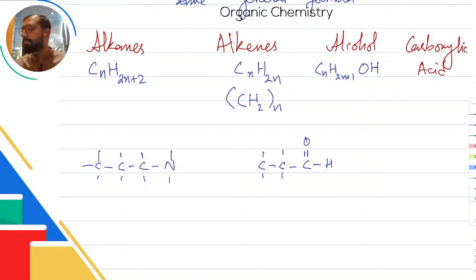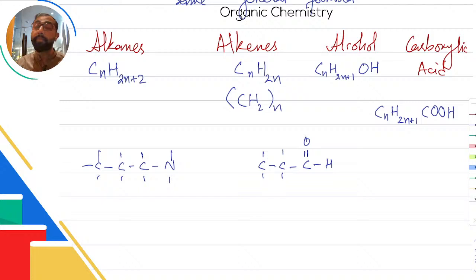Okay. Carboxylic acid, similar. Absolutely similar. You take the alkane, CnH2n+2. But instead of +2, now you're going to have +1. That one hydrogen, you're going to replace it with COOH. Yes, very good, Ryan. Yeah, so there you go. Those are the four general formulas you're supposed to remember.